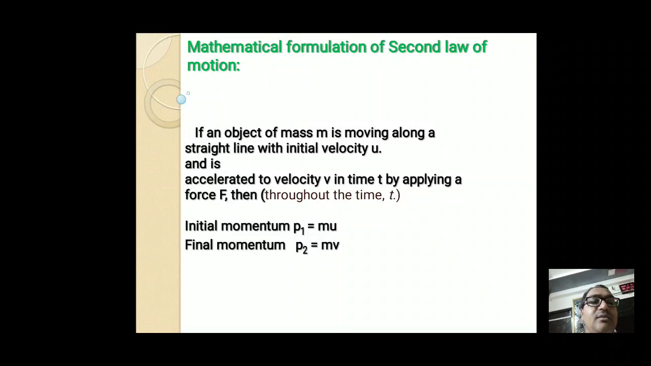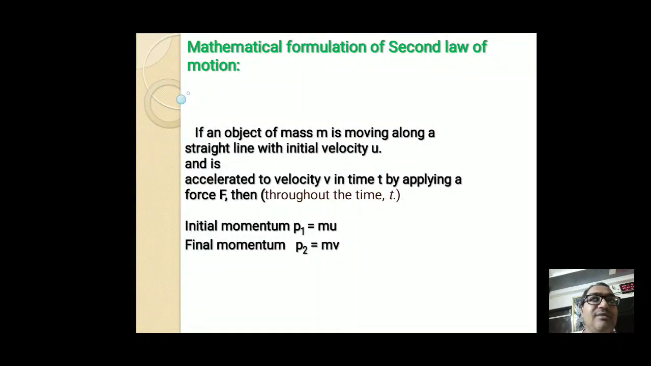And for moving from initial velocity 5 to final velocity 7, it takes certain time, and the main condition is that we have applied certain force. I hope you understood this statement. Now let's continue.